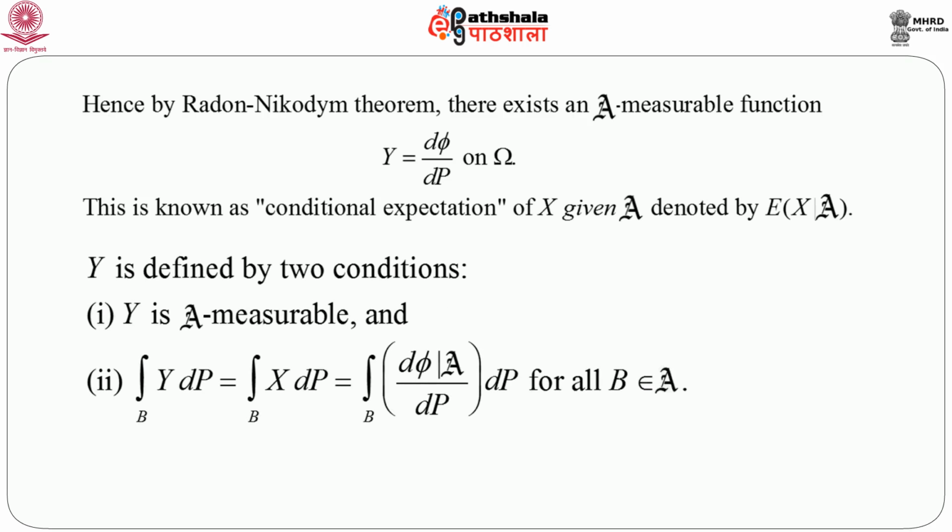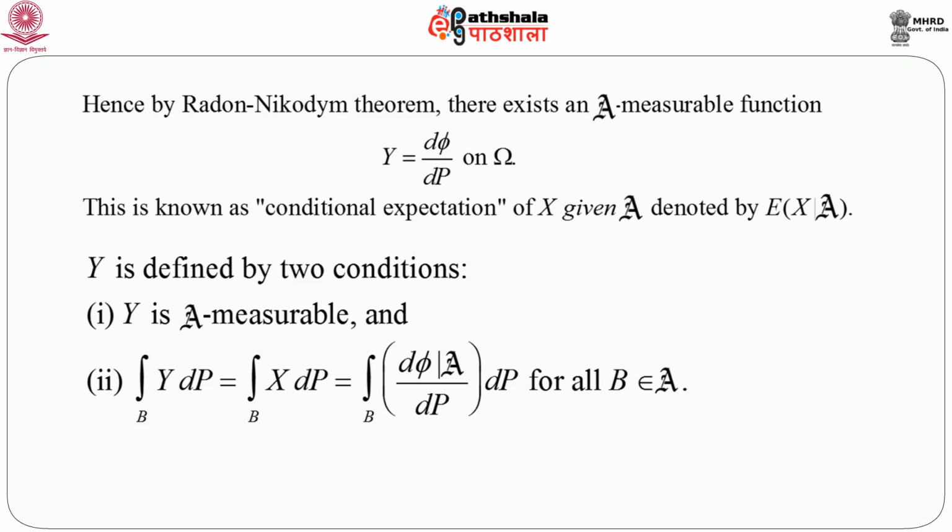Now, since these three conditions are satisfied, naturally we can apply the Radon-Nikodym theorem to show that there exists a script A measurable function Y, which is d phi by dP on omega. Now this Y equals d phi by dP is called the conditional expectation of X given script A, and this is denoted by E of X given script A. So this is the formal definition of the conditional expectation of a random variable X, in this case given a sub sigma field script A, or given a particular event which belongs to script A, which we will show in a minute.